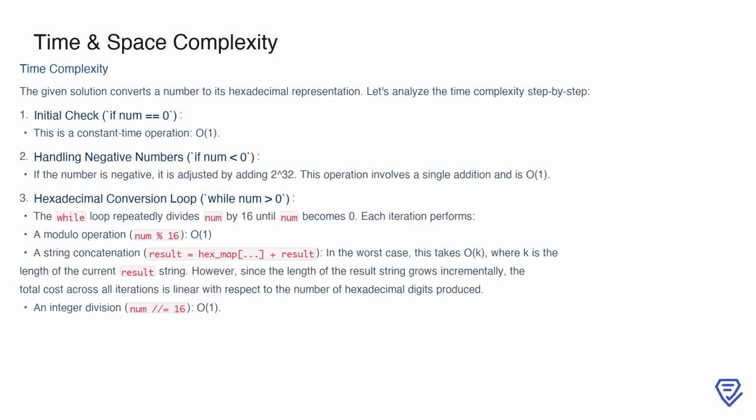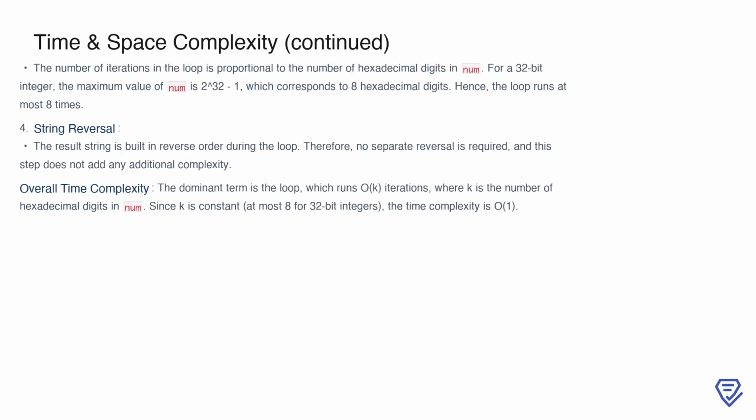However, since the string grows incrementally, the total cost across all iterations remains linear relative to the number of hexadecimal digits produced. Now, the number of iterations in the loop is proportional to the number of hexadecimal digits in the number. For a 32-bit integer, the maximum value is 2 to the power of 32 minus 1, which results in only 8 hexadecimal digits. This means the loop runs at most 8 times. Additionally, since the result string is built in reverse order during the loop, there's no need for a separate reversal step, which avoids any extra complexity.